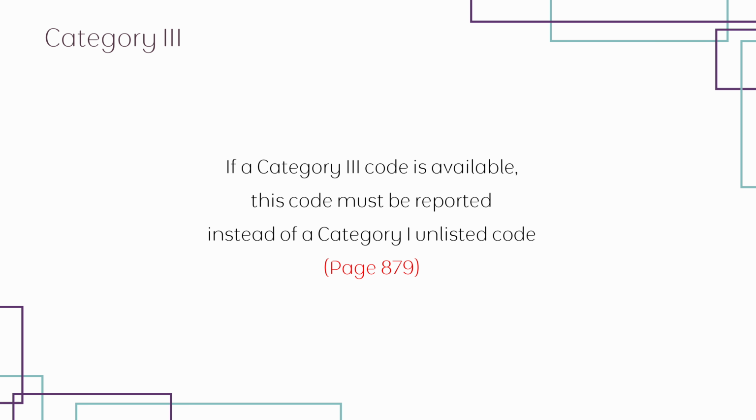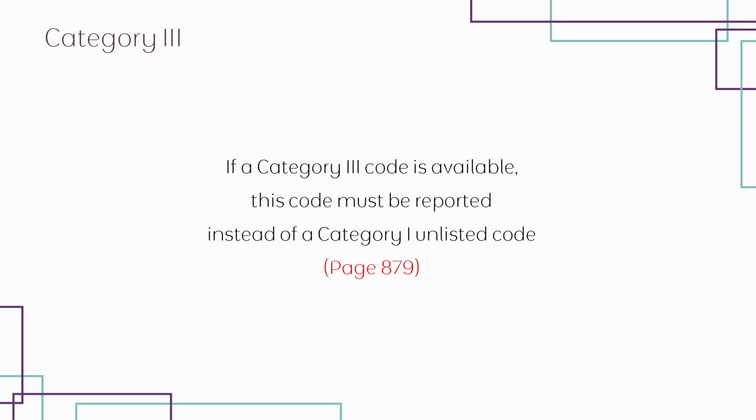Now, as we wrap up our discussion on Category 3 codes, there's one very important instruction that's located directly within the guidelines for this section that I want to emphasize. In the middle of the first paragraph of the guidelines for your Category 3 codes, the CPT codebook specifically states that if a Category 3 code is available, this code must be reported instead of a Category 1 unlisted code. This sentence is extremely important to remember when selecting codes.